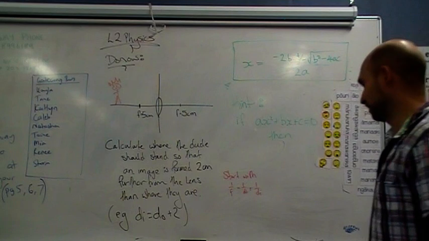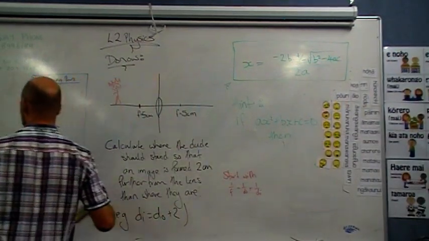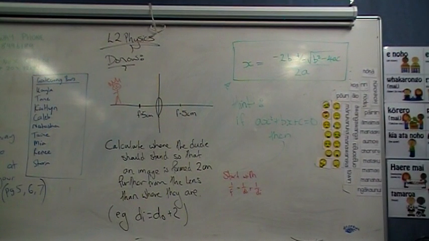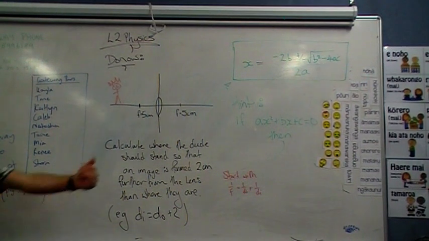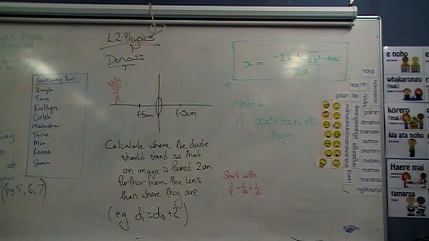Calculate where he should stand so that an image forms 2 centimeters further from the lens than where he already is. So wherever he is, there should be an image behind, 2 centimeters further on the other side. It's awkward wording of a question that's going to make it really awful. It's a plus. Okay.